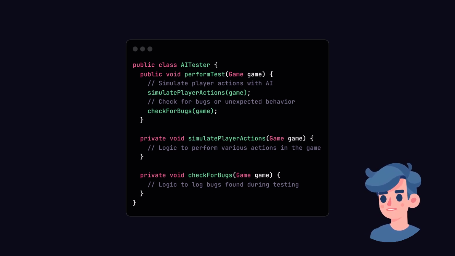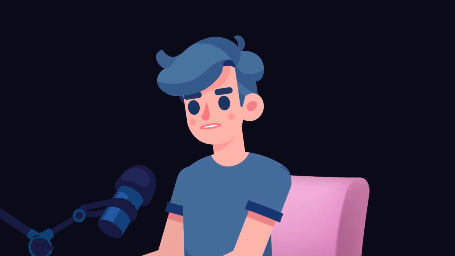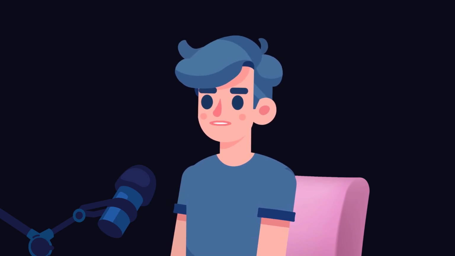AI can help optimize the quality assurance process by automatically finding bugs and ensuring games function properly before release. In the IDSTR class, the perform test method outlines a scenario where the AI simulates player actions and reports any bugs encountered during the game's execution. This automates tedious testing processes and can greatly enhance your game's reliability before it reaches players.